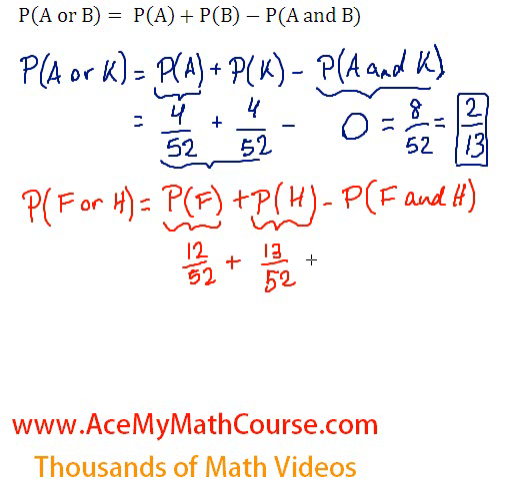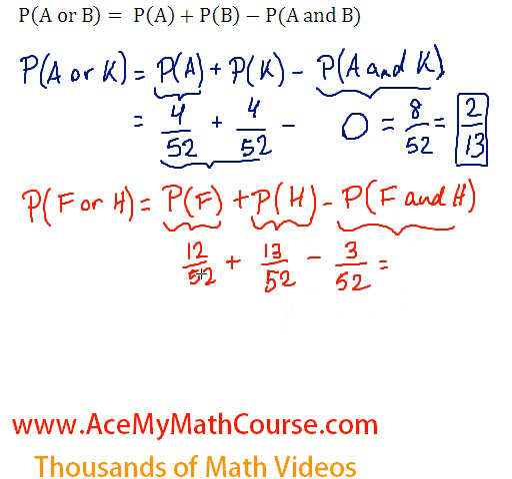in the deck. And now, what is the probability of drawing a face card and a heart? How many face cards that are hearts are there? Well, there's only the Jack of Hearts, the Queen of Hearts, and the King of Hearts. So there are 3 face cards that are hearts. So 3 out of 52 is the probability of drawing a face card and a heart.